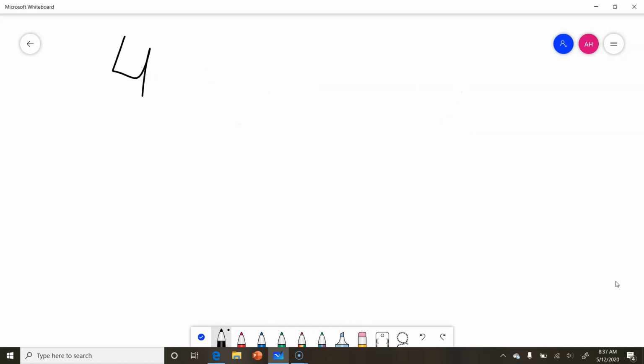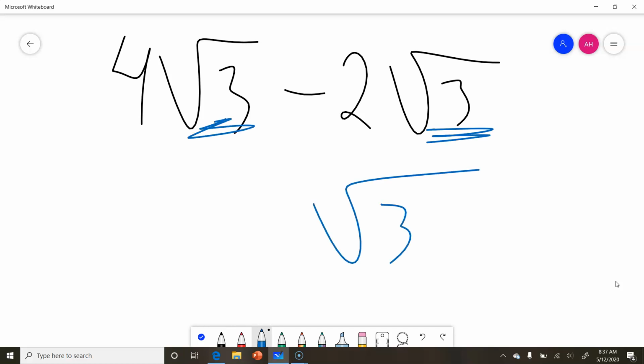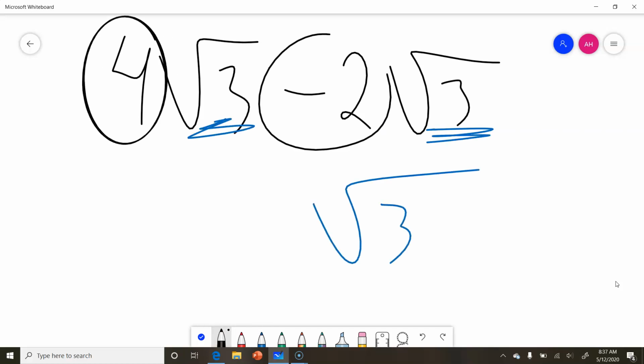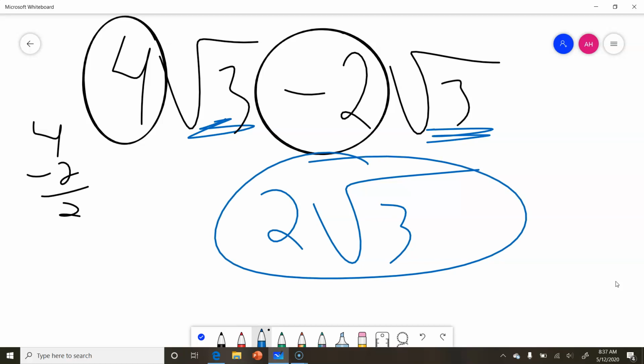But let's say it was 4 times the square root of 3 minus 2 times the square root of 3. Now all we do is these guys stay the same. The square root of 3 stays the same down here. And I just do 4 minus 2, which is 2, giving me a grand answer of 2 times the square root of 3. It's not very hard. You guys can totally get that. So just make sure it has the same radicand.